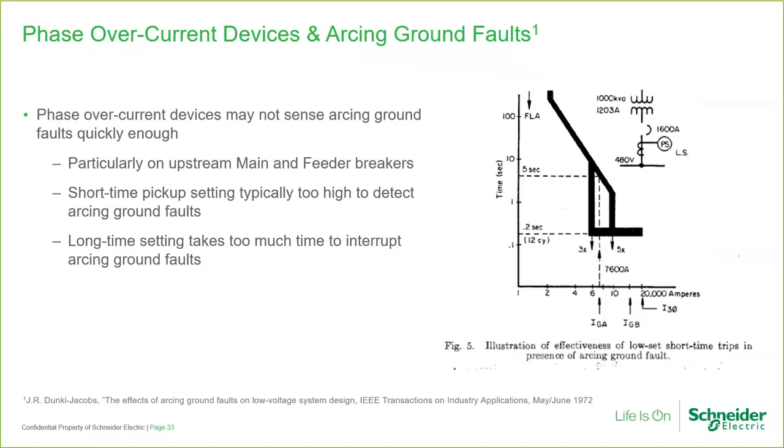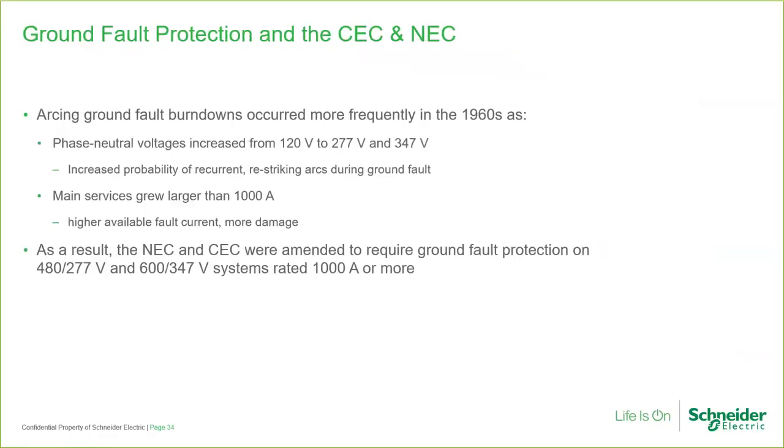Phase over current devices may not sense arcing ground fault currents quickly enough, particularly on upstream main and feeder breakers, where the short time pickup setting is typically too high to detect arcing ground faults, and the long time setting takes too much time to interrupt arcing ground faults.